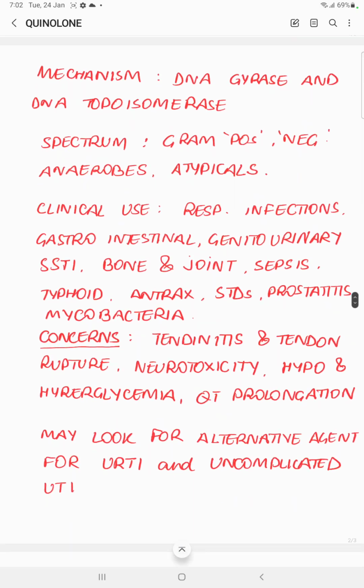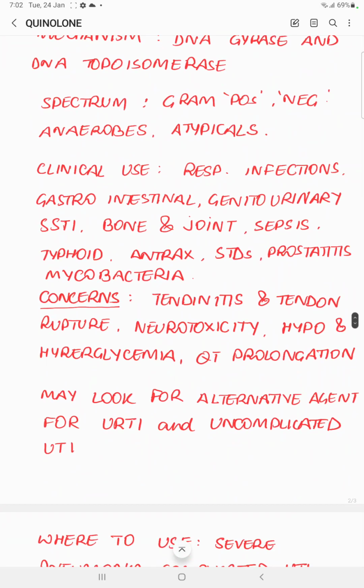What about the usage in current practice? Respiratory infections, gastrointestinal infection, genitourinary infections, skin and soft tissue infection, bone and joint disease, typhoid, anthrax, sexually transmitted diseases, and prostatitis, which is interesting because the quinolones have excellent penetration in the prostatic tissues. There are very few antibiotics to choose for prostatitis, and also they have activity against mycobacteria. Oral quinolone levofloxacin is actually advocated as a part of the MDR-TB regimen.